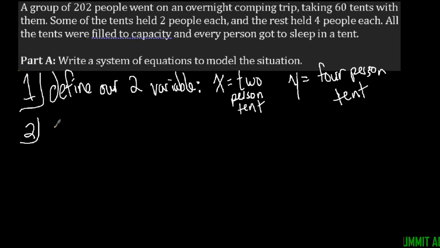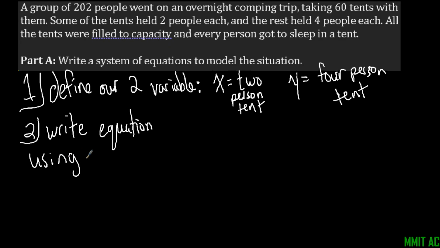So let's say step 2 is write equation using variables. And so if we read over our problem, it says a group of 202 people stay overnight camping trip, and it says taking 60 total tents. So that means the combined tents is going to be 60.